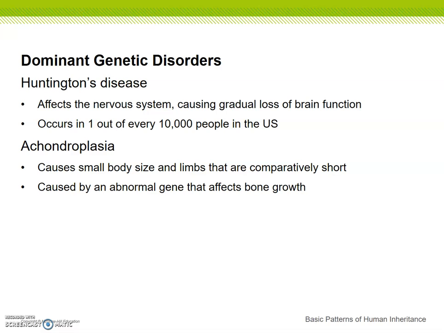Achondroplasia causes small body size and limbs that are comparatively short, and it's caused by an abnormal gene that affects bone growth. So it makes you have really tiny arms and legs.